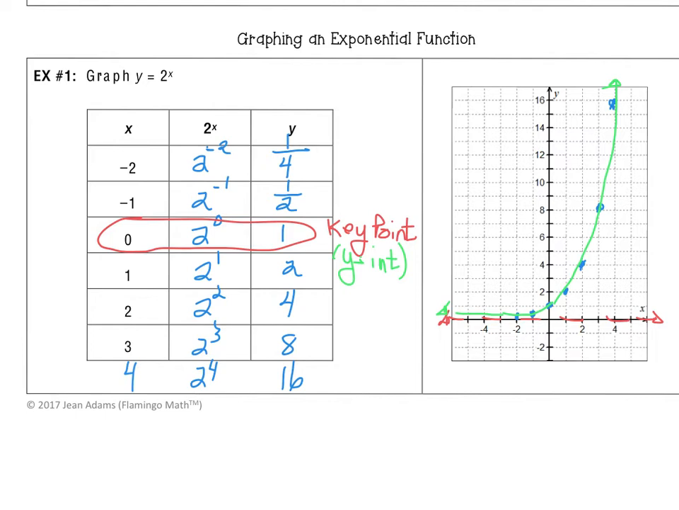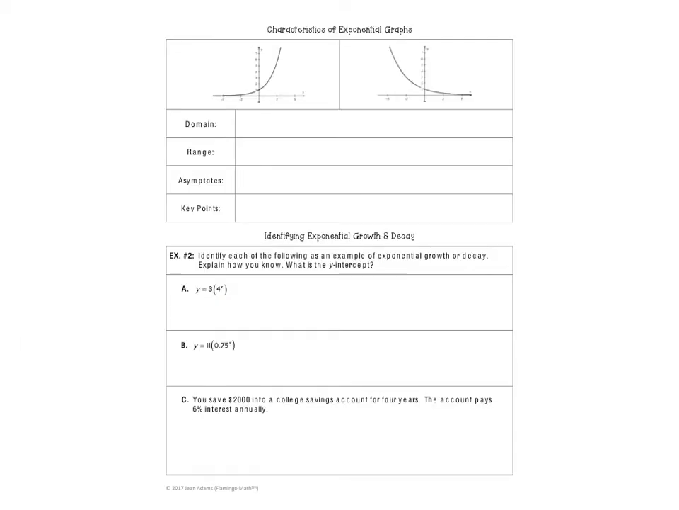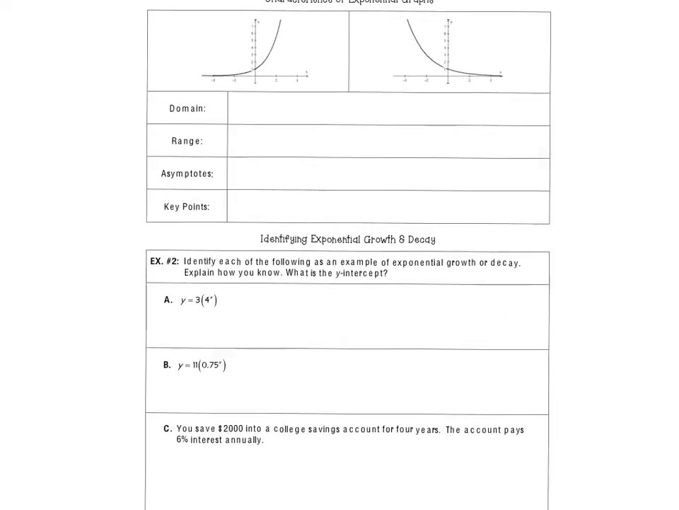Let's make sure that we label a couple of values here. So let's label this key point as (0, 1), and let's label our asymptote as y equals 0. So we definitely want to have those labels in there. All right, so let's look at some characteristics of exponential graphs, which is our next slide. Let me make this a lot bigger.